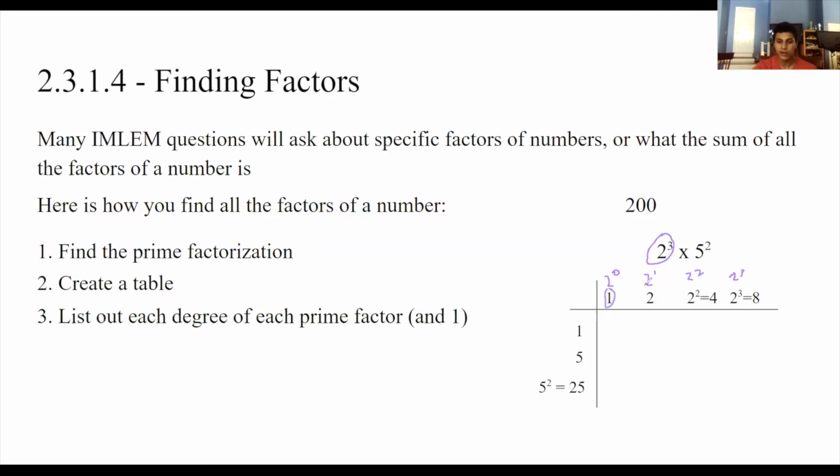Next, I have 2 to the power of 1, and I just simplify that to 2 because any number to the power of 1 is equal to itself. Next, I have 2 to the power of 2, which I simplify to 4, and then 2 to the power of 3, which I simplify to 8.